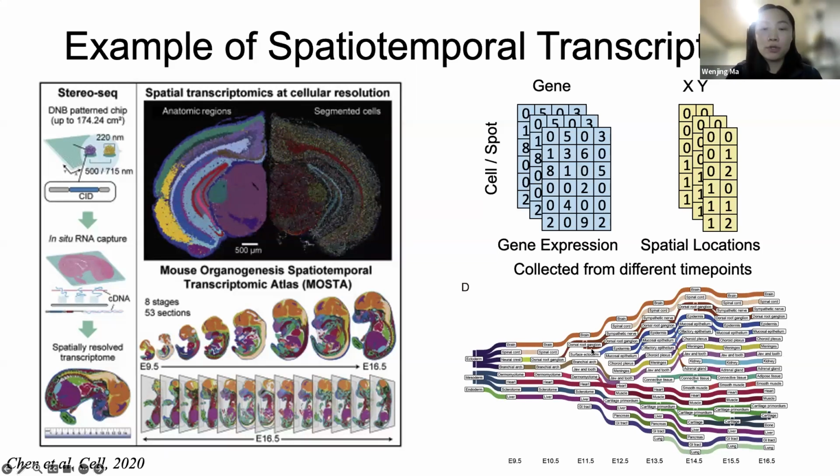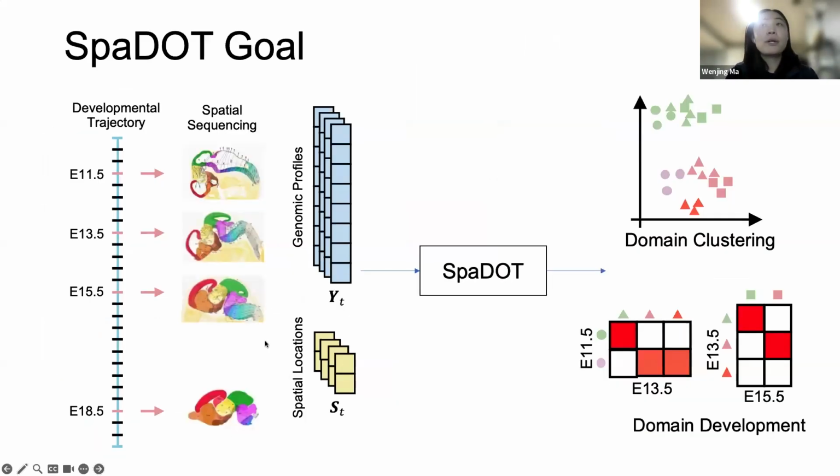But in the end, what we are trying to discuss is whether we can use this kind of technology to detect those domains, whether about the disappearance, the emergence, or the split of them. So here would be an illustration of that. Given all those spatial sequenced data collected from several different time points, when collecting all those profiles and the spatial locations, can we use a simple method to identify those domains and their development along the time trajectory?